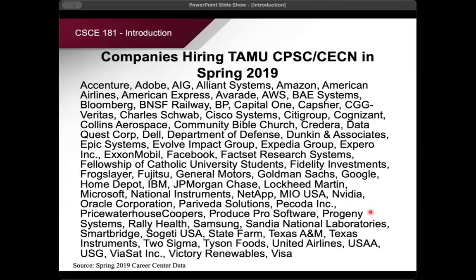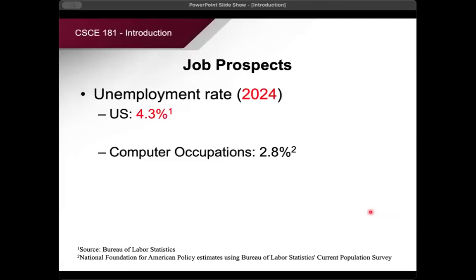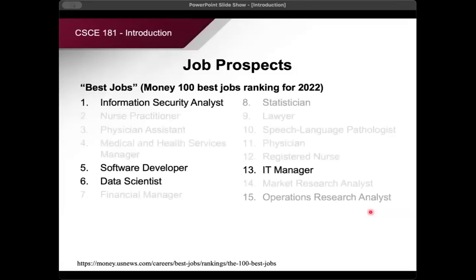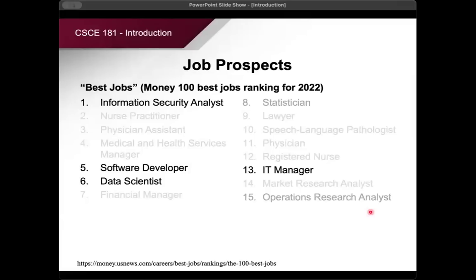Just tons and tons of companies. Career center is coming up. Career fair is coming up very soon, and so you'll get to see a bunch of these companies. Well, unemployment rate globally is 4.3%, but computer occupations is pretty good, 2.8%. And when you look at 100 best jobs, 3 or 4 of these are related to our field. So again, a great thing. And that's pretty much it for the conversation on the course introduction.